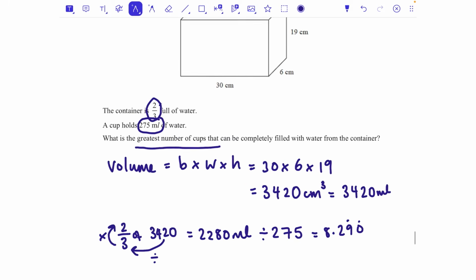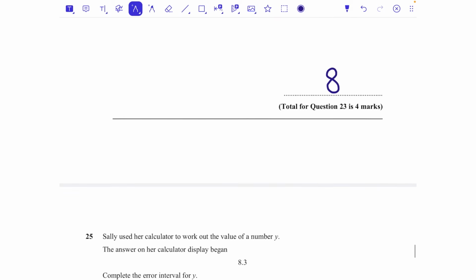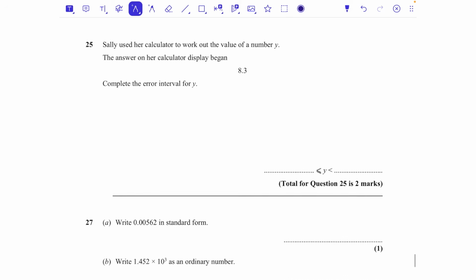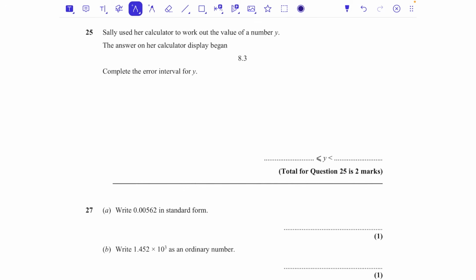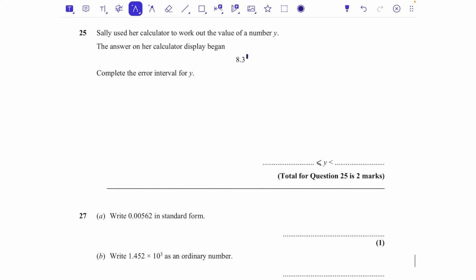And that's just going to be 8 with no remainder left over. We want them to be completely filled up. Okay, question number 25. Sally used her calculator to work out the value of a number y. The answer on her calculator began 8.3 something, we don't know, okay?